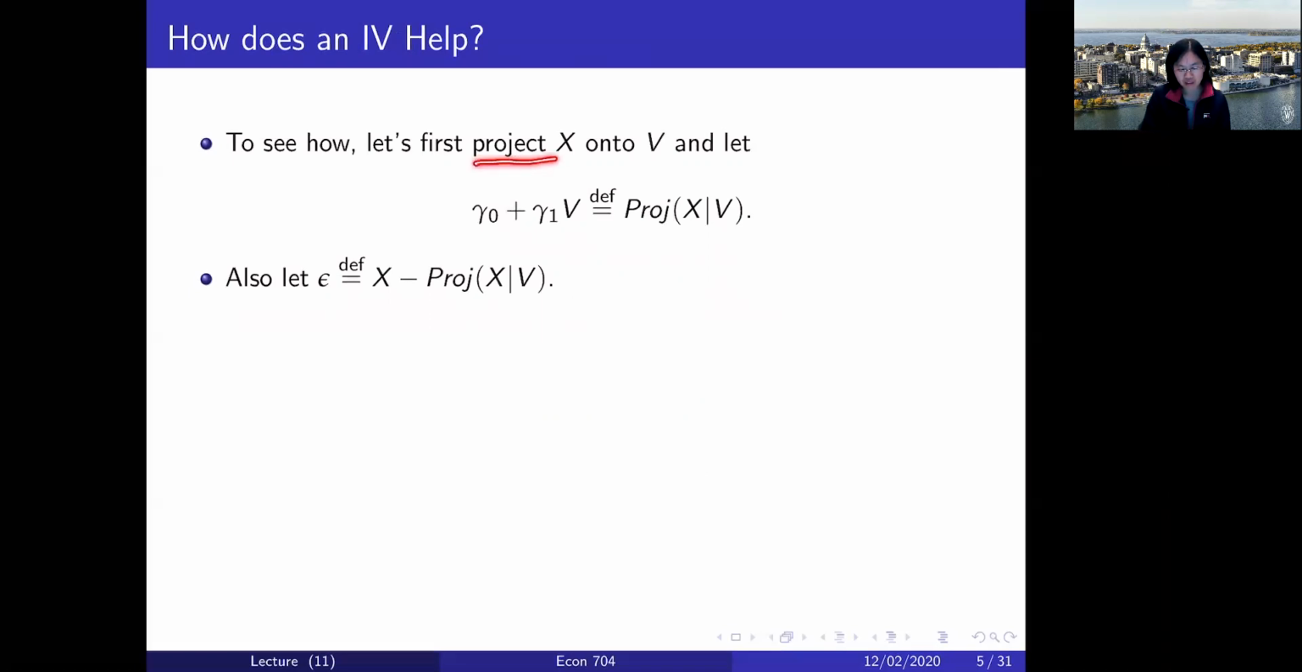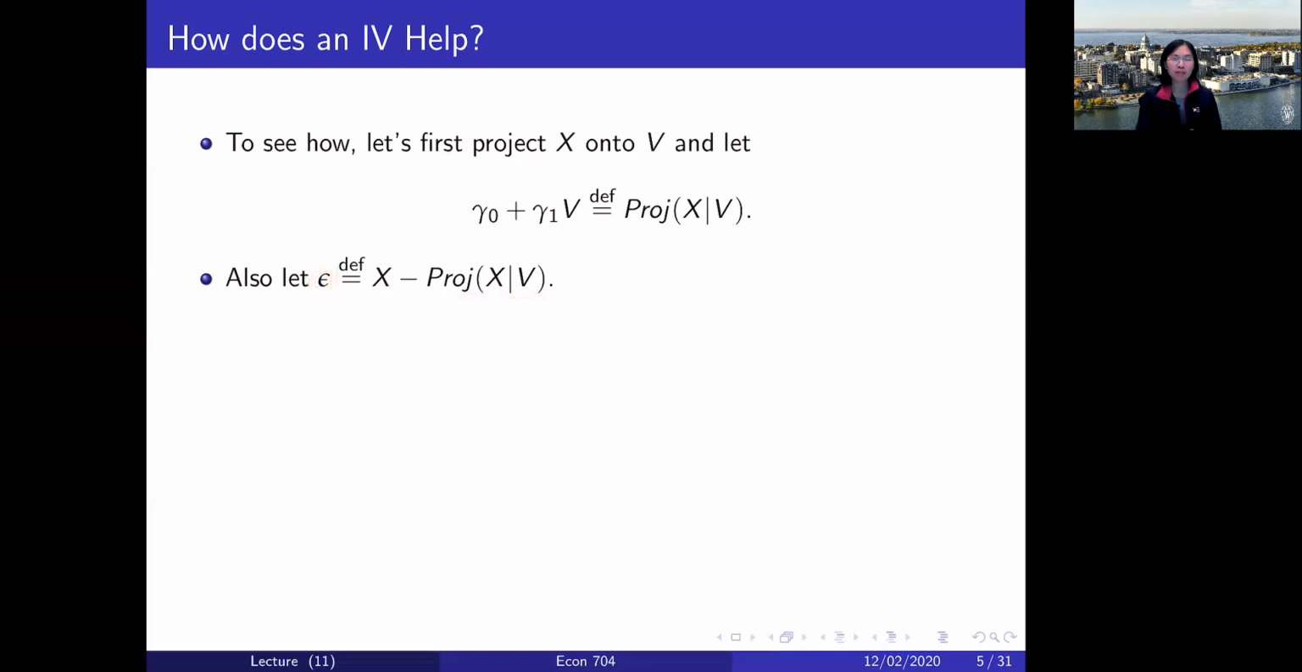Let's project x on v. Projection of x on v means that we find a linear function of v that's the best linear approximation for the expectation of x given v. Suppose that projection is gamma 0 plus gamma 1 v. And let epsilon be that projection error, meaning the difference between x and its projection on v.